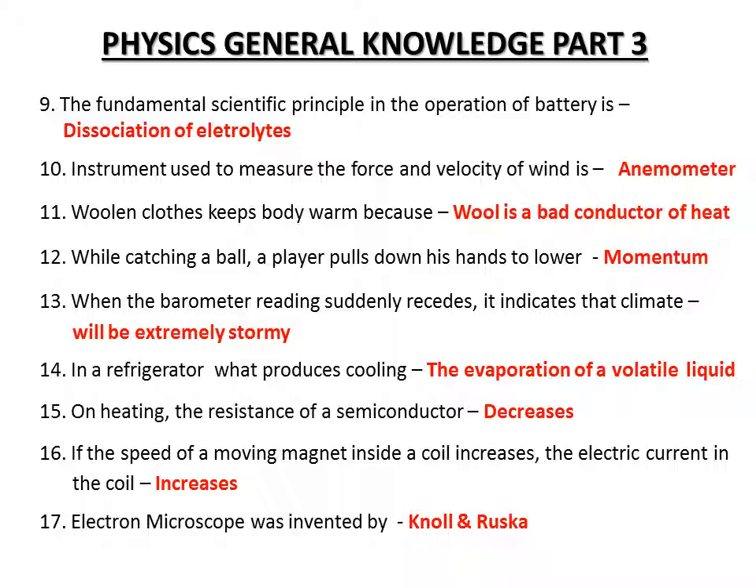In a refrigerator, what produces cooling? The evaporation of a volatile liquid. On heating, the resistance of a semiconductor decreases. If the speed of a moving magnet inside a coil increases, the electric current in the coil increases. Electron microscope was invented by Noel Ruska.